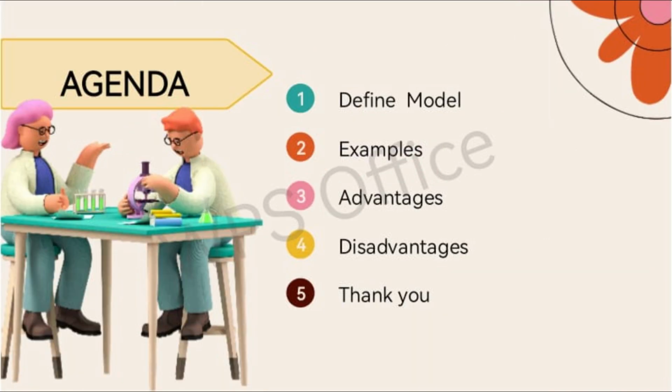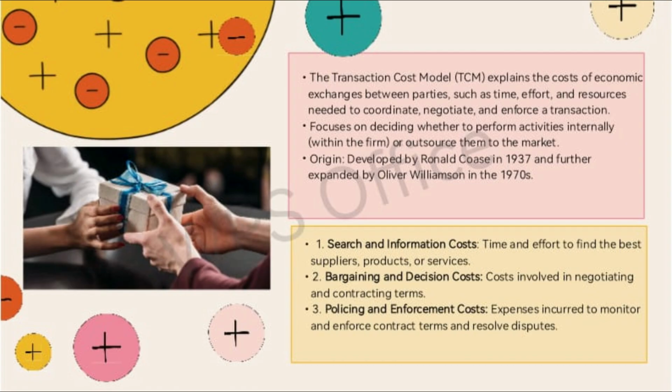Today's discussion is about the transaction cost model. The transaction cost model, TCM, explains the costs of economic exchanges between parties, such as time, effort, and resources needed to coordinate, negotiate, and enforce a transaction. It focuses on deciding whether to perform activities internally, within the firm, or outsource them to the market.